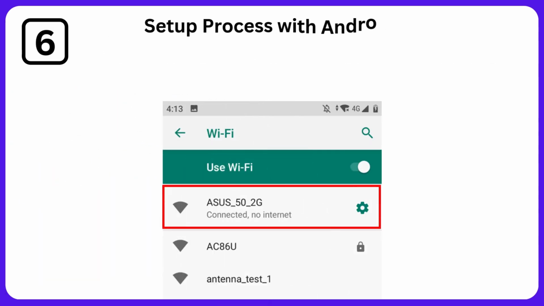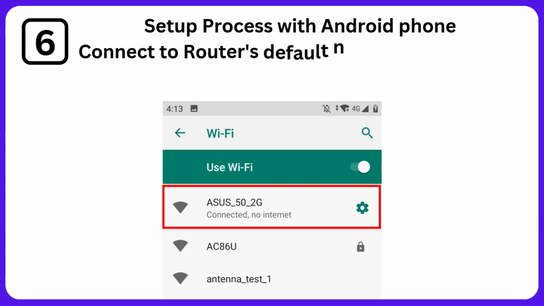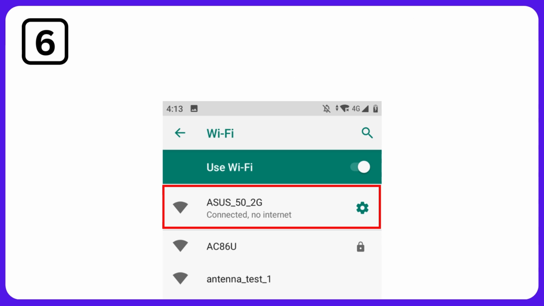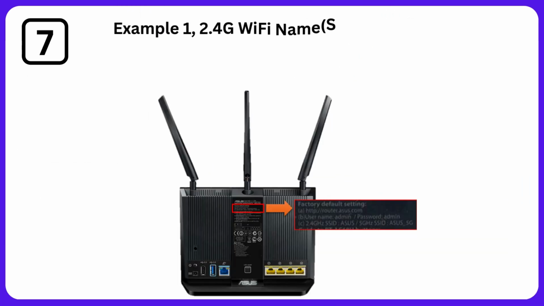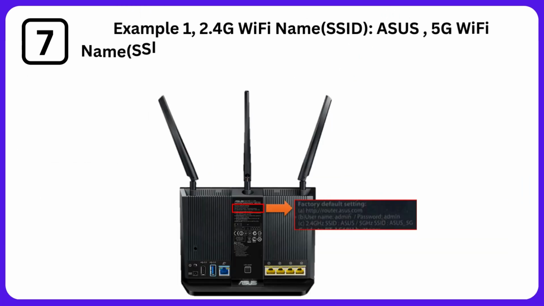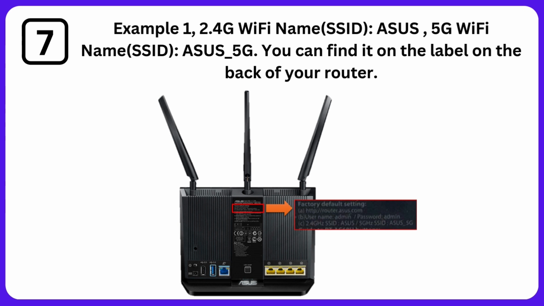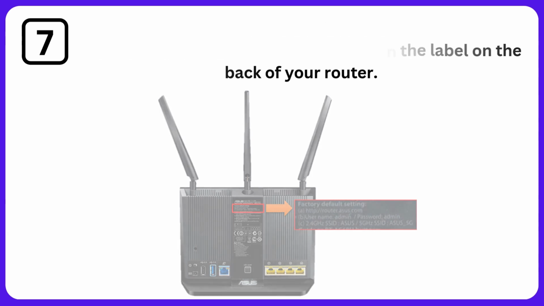Step 6. Setup process with an Android phone. Connect to the router's default network name, SSID, Asus_XX. Step 7. Example 1: 2.4G Wi-Fi name, SSID Asus; 5G Wi-Fi name, SSID Asus_5G. You can find it on the label on the back of your router.